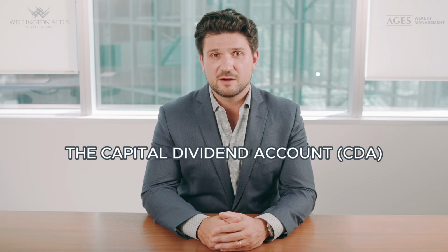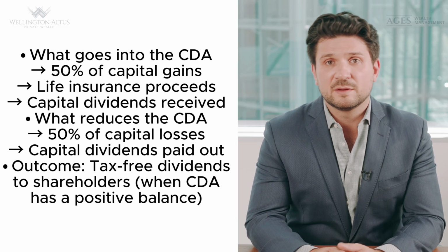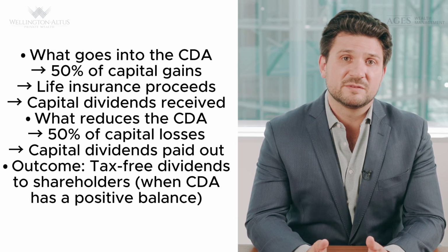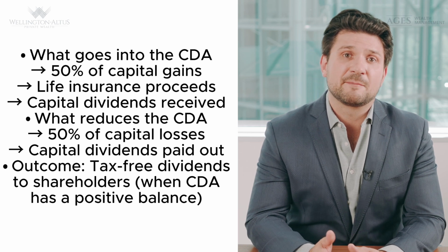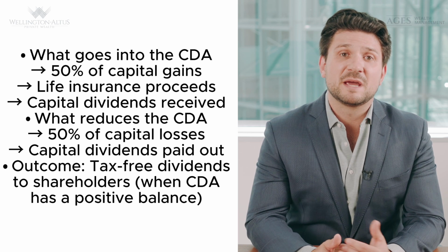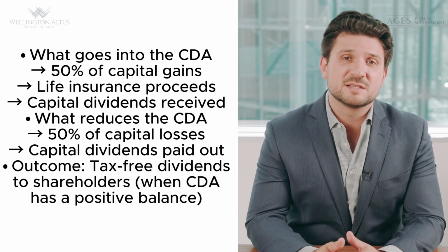The capital dividend account. Another important concept for business owners is the capital dividend account, or CDA. This account tracks tax-free income like the non-taxable portion of the capital gains and life insurance proceeds. What goes into the CDA? 50% of a capital gain, life insurance proceeds, and capital dividends received. What reduces the CDA? 50% of capital losses, capital dividends paid out. Outcome: tax-free dividends to shareholders when the CDA has a positive balance.